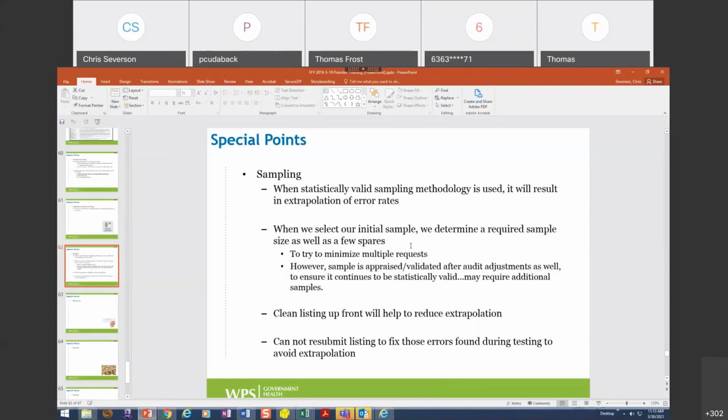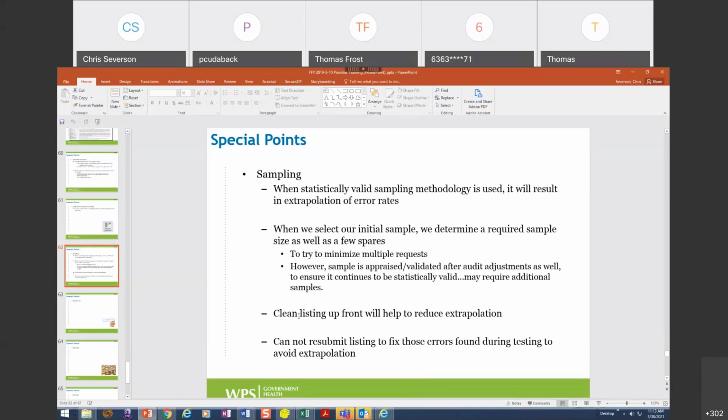It's to save you time having to go back through a multiple request and go back into your system to grab the other five. But that doesn't mean that we might not need additional samples later, because when we sample, we do our testing of the initial sample and we validate that sample after the audit adjustments are extrapolated. And we have to do another test to make sure it continues to be statistically valid. Now, if all of a sudden it says we need a larger sample size, now that these adjustments have changed the variability of that listing, so to speak, then we may require additional samples. We'll have to go back to you for that.